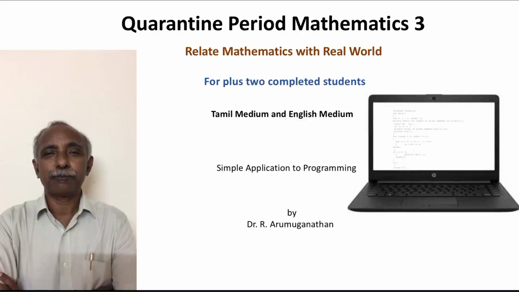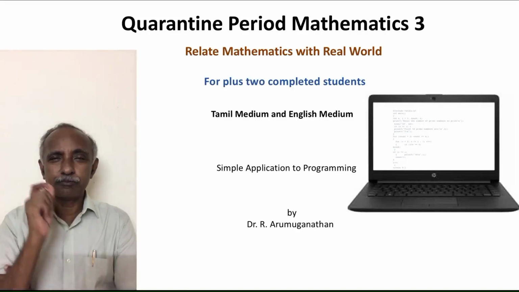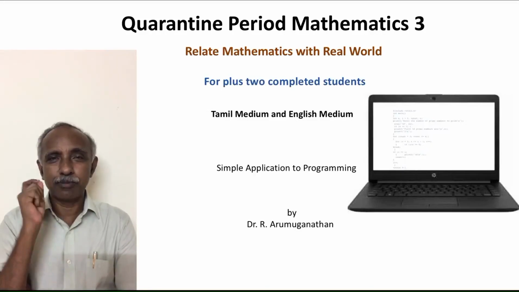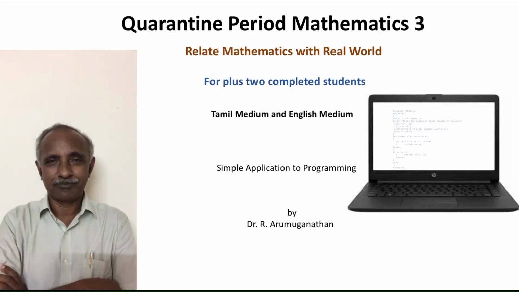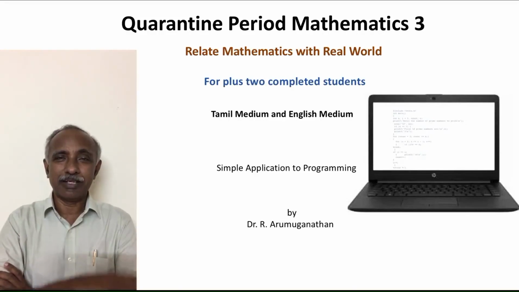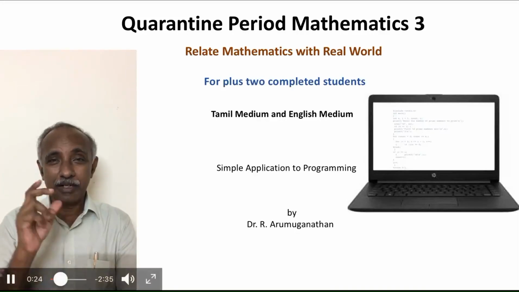In this video, the continuation of the previous two, I am going to give a simple example, a simple application of mathematics in programming. In computer programming, the efficiency of the program is measured in terms of the length of the program or the execution time, how much time it will take to give the output. So if the execution time is reduced, for example by 50%, definitely it will be treated as a better program.